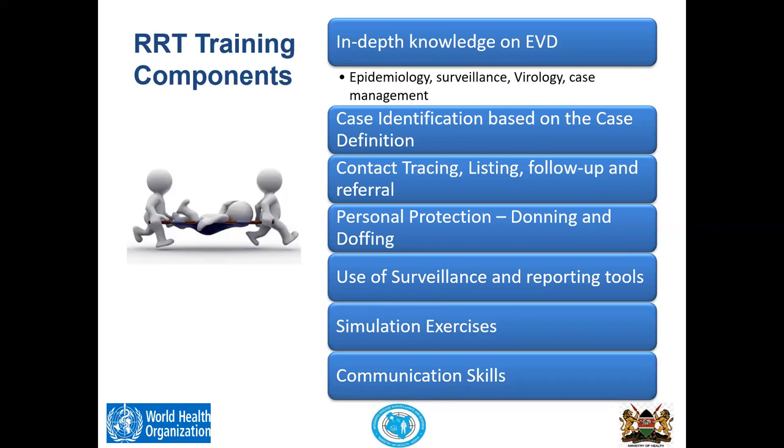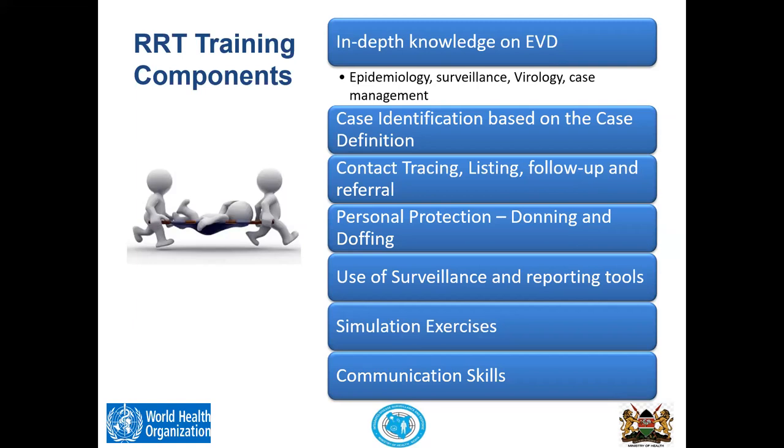Then you also want to train them on case identification based on the case definition, contact tracing, listing and follow-up, and referral. I want to emphasize more on that point, and I want to refer to the West Africa Ebola outbreak in 2015 and say that the amplification of the outbreak occurred as a result of lack of a system in place to identify primary and secondary contacts. We mean persons who had come into contact with those already confirmed. And without that system, it means that you will be having people who have come into contact with confirmed cases interacting with the population. And later you realize that the healthcare system becomes overwhelmed because of the complication of the cases.